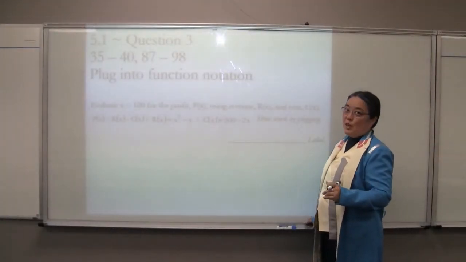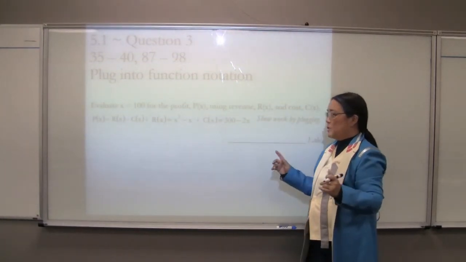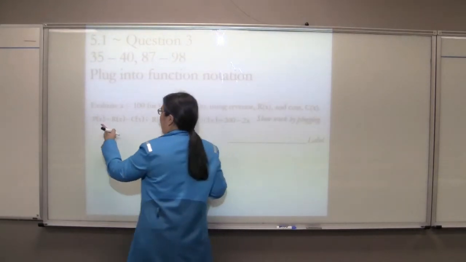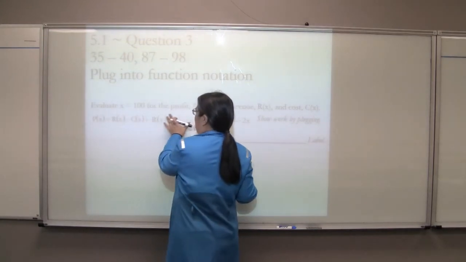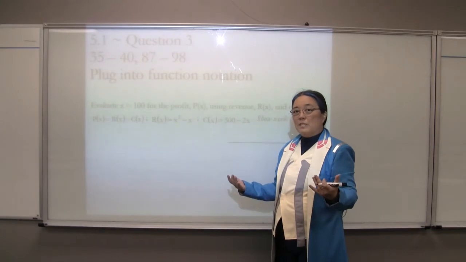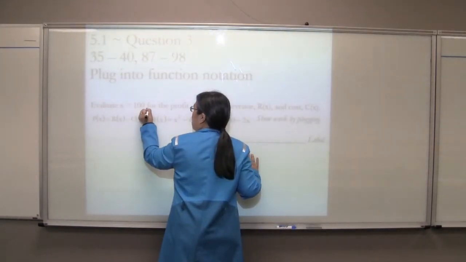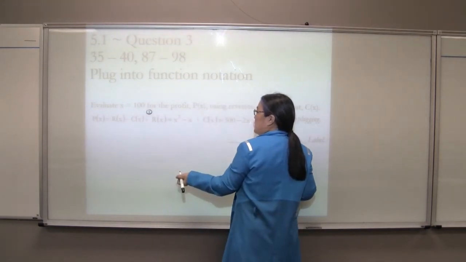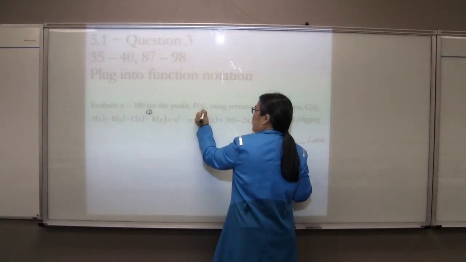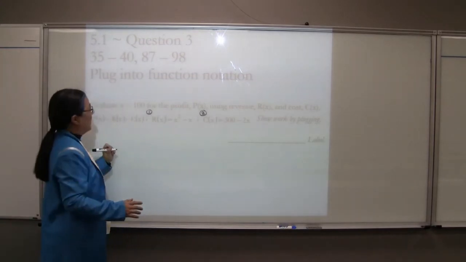Chapter 5, Section 1, Question 3. We're going to plug into function notation. So, from Chapter 3, you'll remember our function notation, and we could plug in these polynomials, but what I have found is that many students struggle when we do that. So, I'm going to suggest that we start off plugging into the R function first, the C function second, and the P function third.